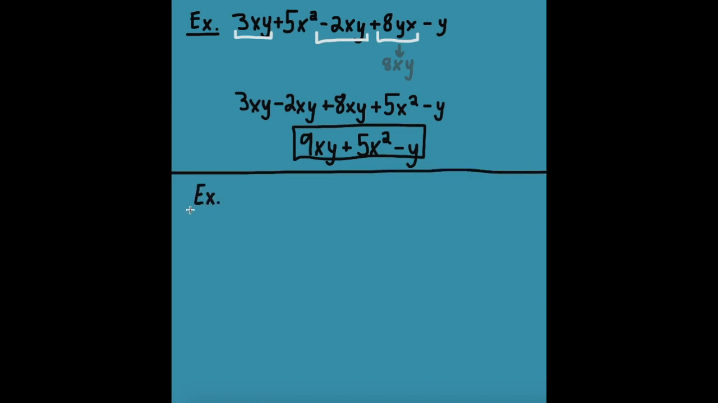Let's try another example. Let's say we have x cubed minus 10. How do we simplify this? The answer is that we can't simplify this any further. There are no like terms. The only x cubed term is x cubed, and the only constant is negative 10. Therefore, x cubed minus 10 is in its simplest form.